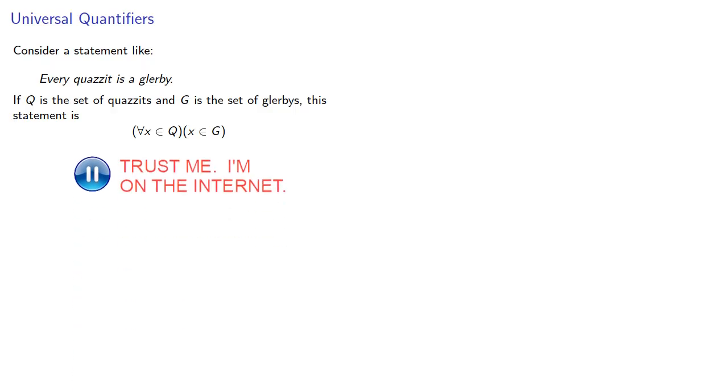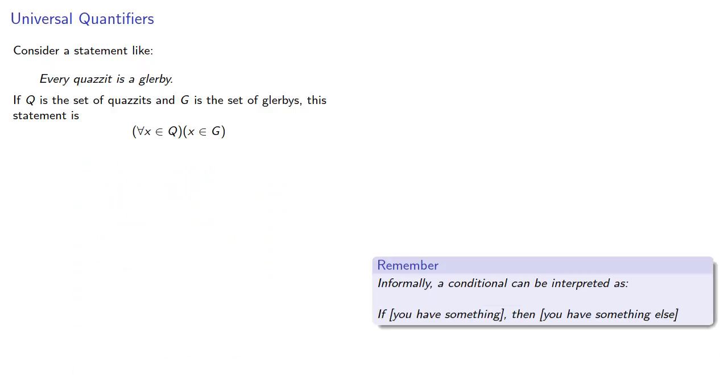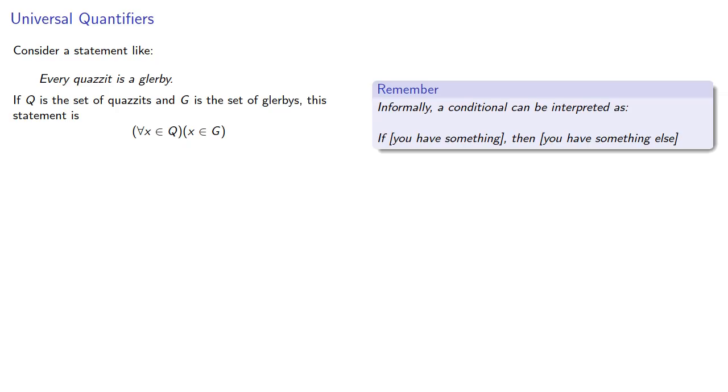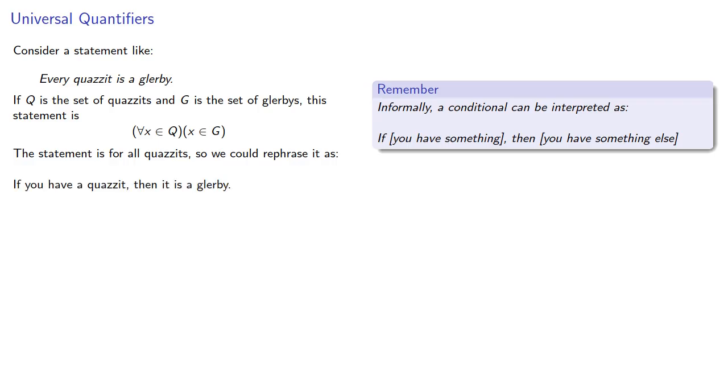Consider a statement like every quasit is a glurby. If Q is a set of quasits and G is a set of glurbies, this statement can be written as. Now, remember that informally, a conditional can be interpreted as follows. If you have something, then you have something else. And so if we take a look at our statement, the question is, what do we have? Now, the statement is for all quasits, so that suggests we can rephrase it as, if you have a quasit, then it is a glurby.